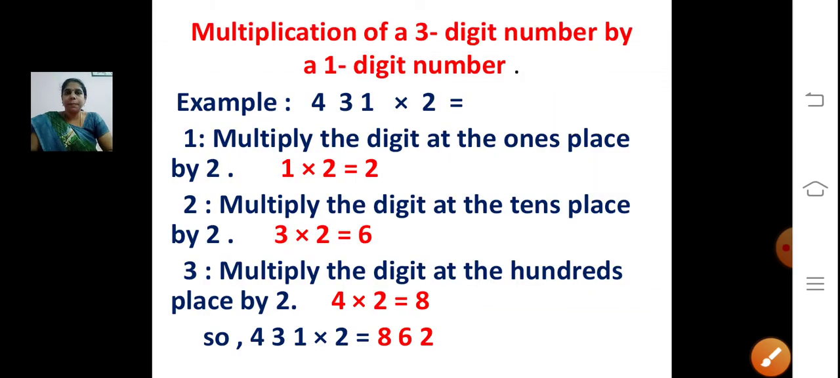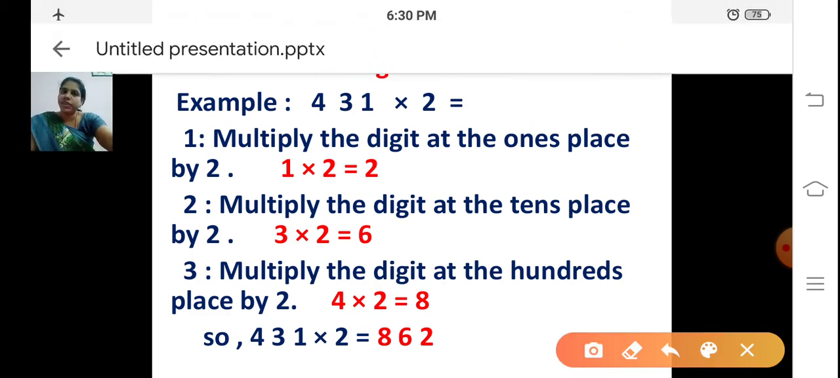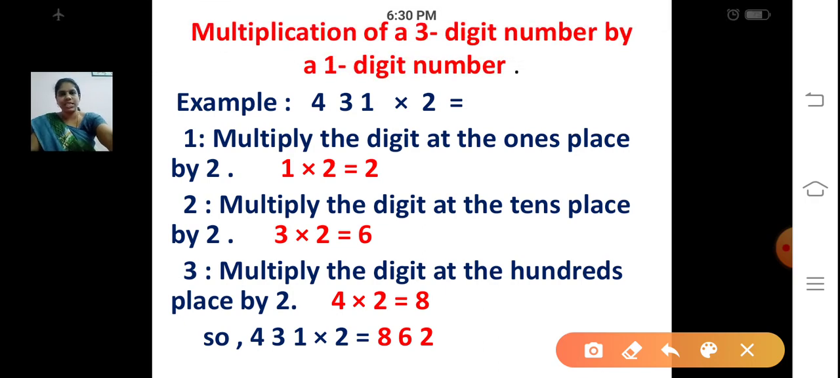Next, multiplication of a 3-digit number by a 1-digit number. Till now we saw the multiplication of a 2-digit number, right? Now we are going to see the multiplication of a 3-digit number by a 1-digit number. How to do this? Same way. Example, 431 into 2. So this is the horizontal method. Usually we'll do only the vertical method. Just we'll see one example.